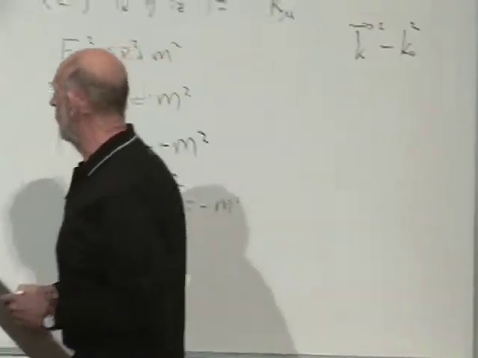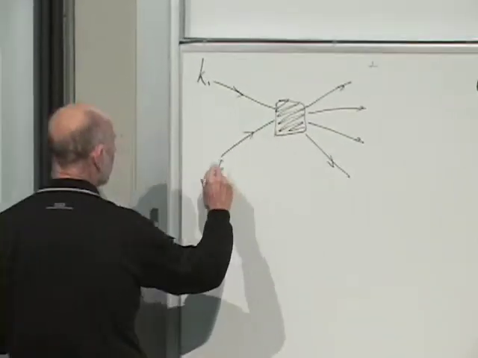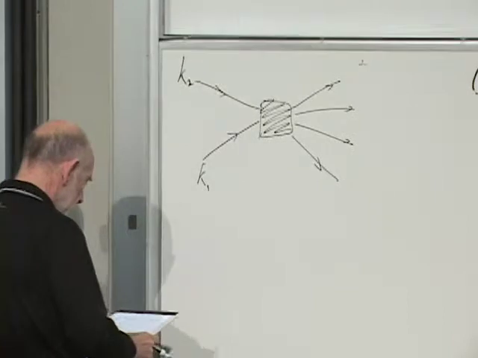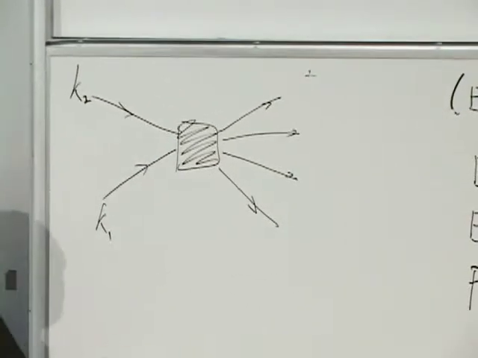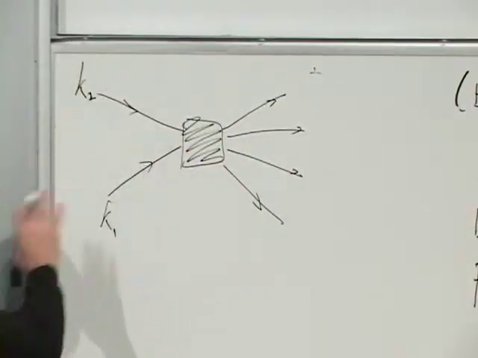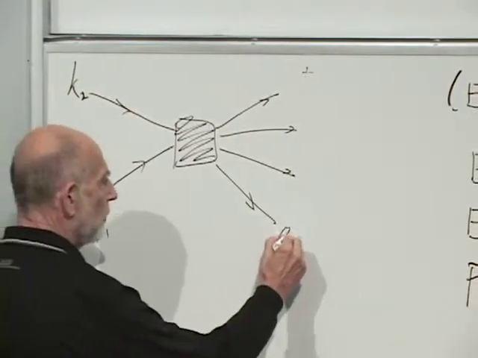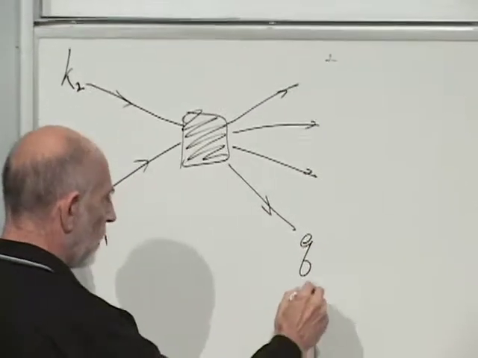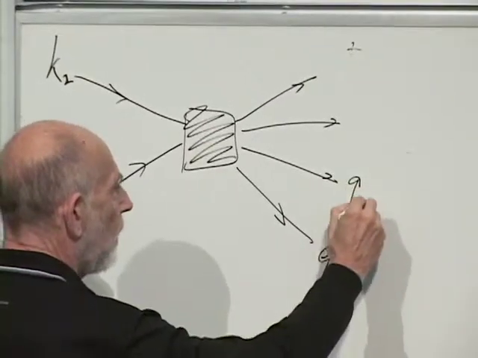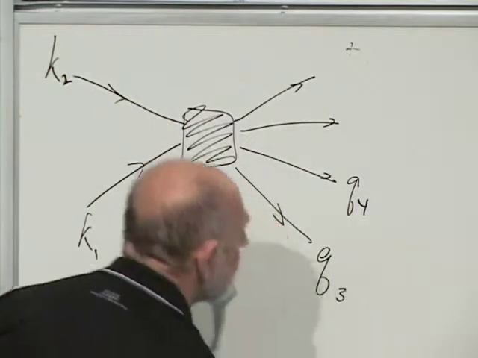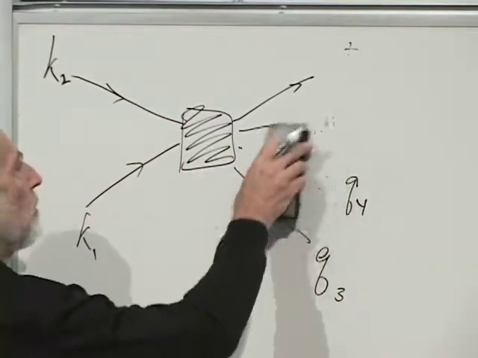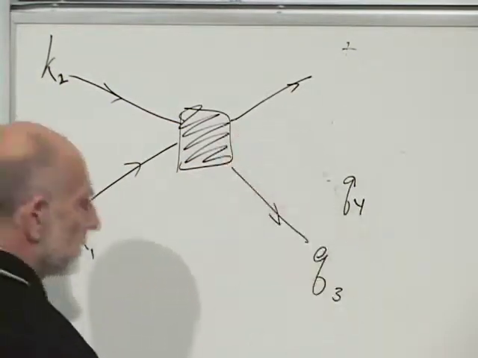I think I call this one k1, this one k2, and then outgoing over here, we'll call the incoming momenta k. I'm going to call the outgoing momenta q. These are also four momenta. I'm going to call it q3, q4. Let's take the very simple case in which two particles go to two particles.